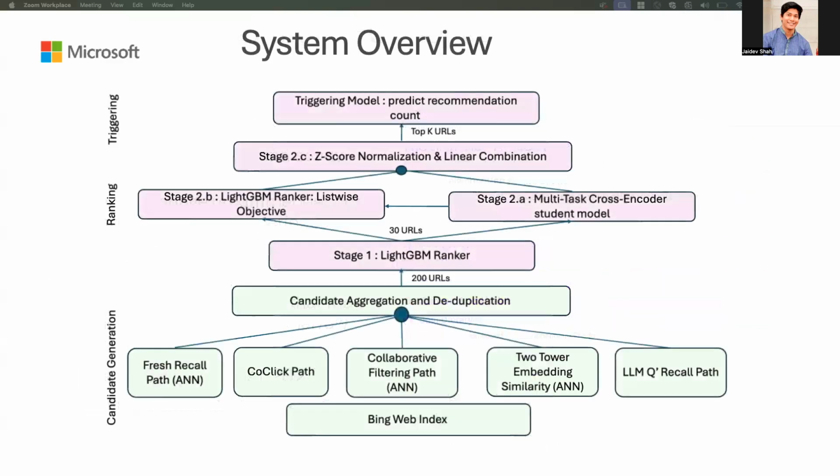Here's a system overview of our production system. There are several candidate generation paths. I'll go over each of these in detail. There's also a multi-stage and multitask ranking layer, which will be covered in detail too. The triggering model on the top actually decides how many recommendations we want to show. This, unfortunately, we won't have time to cover in today's talk, but it's a very interesting approach, and it's detailed quite nicely in the paper.